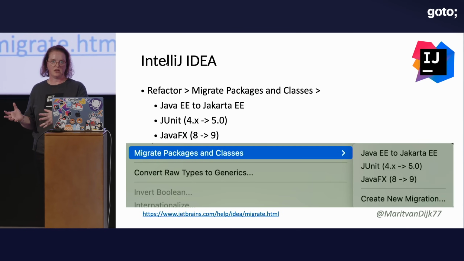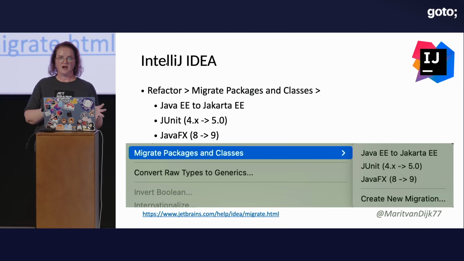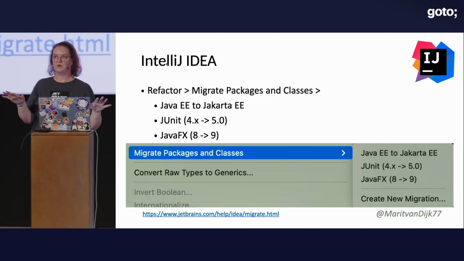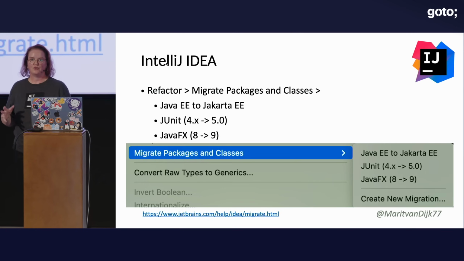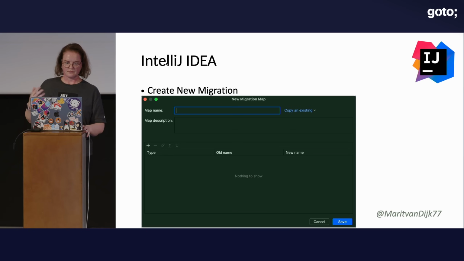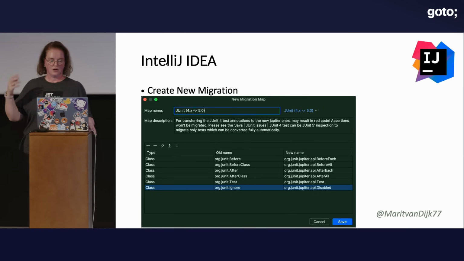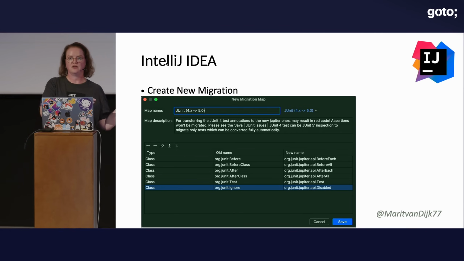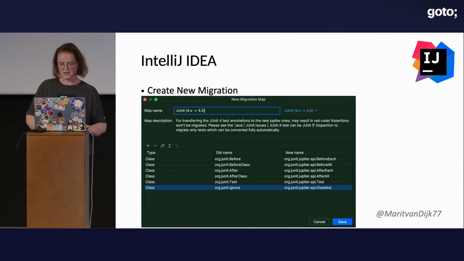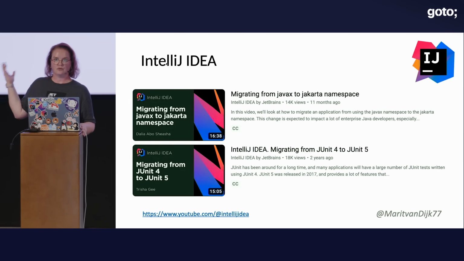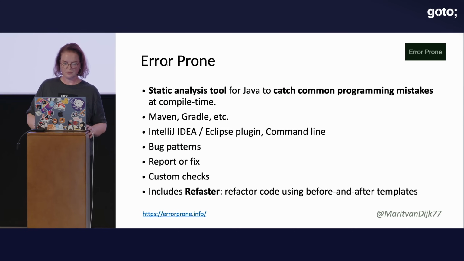One is from Java EE to Jakarta EE. One is from JUnit 4 to 5, which I hope everyone is already on JUnit 5, right? Okay, good. And one is for JavaFX. And you can create your own migration. What it will do is replace old package names with new package names in your code, so you don't have to manually search through your code base to replace it. There are videos on our YouTube channel also if you still need to do these migrations.